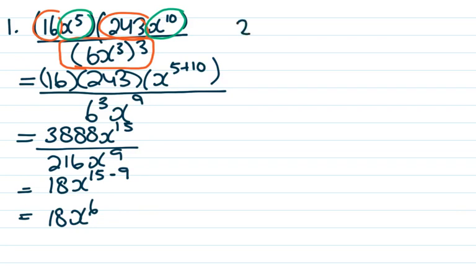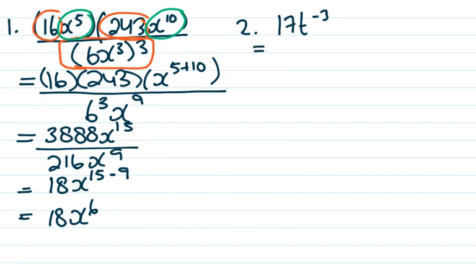Number 2. 17t to the power of negative 3. The important thing here is that there's no brackets. So the 17 has no extra powers. The power is just 1. We don't apply that power of negative 3 to the 17 because it's not in brackets.